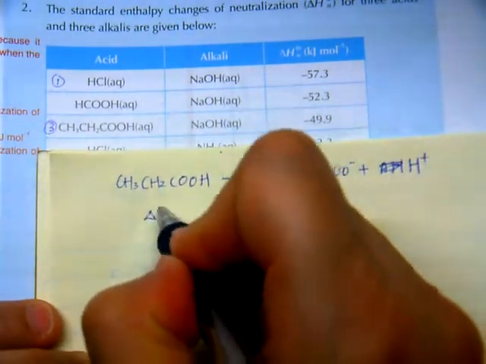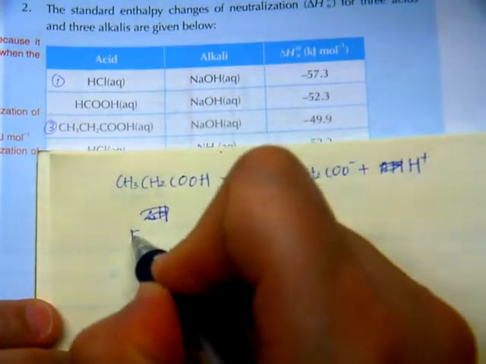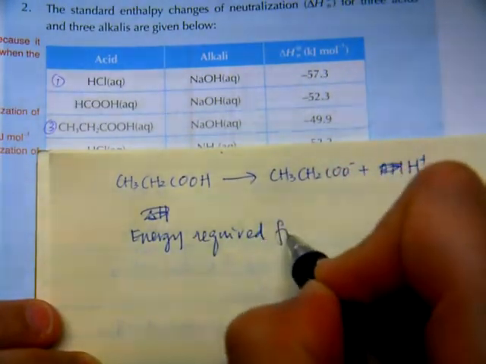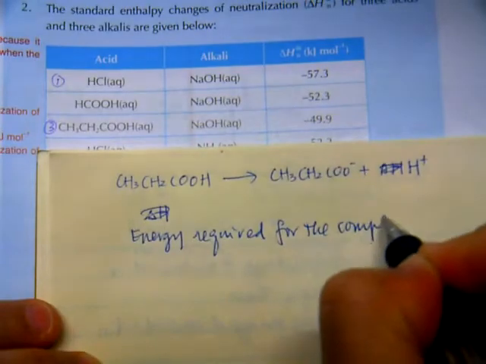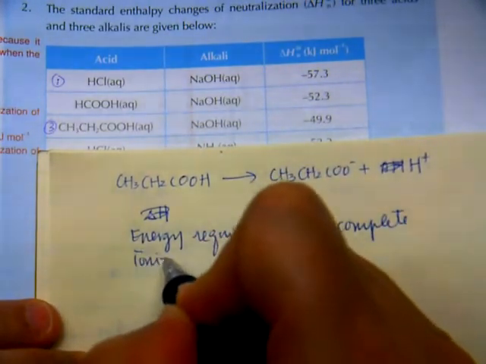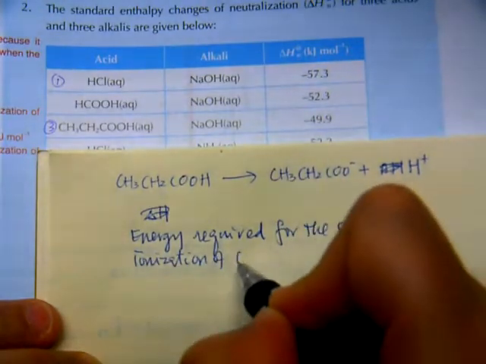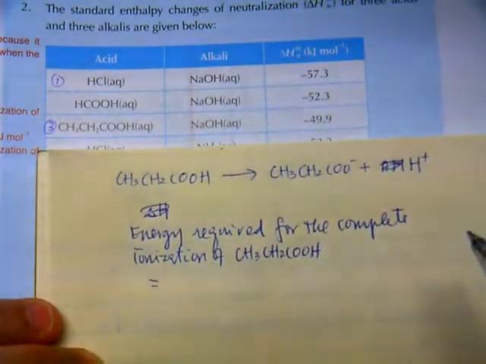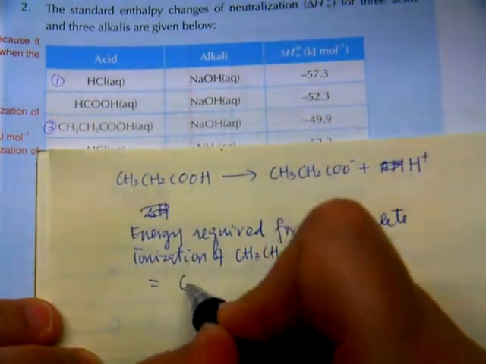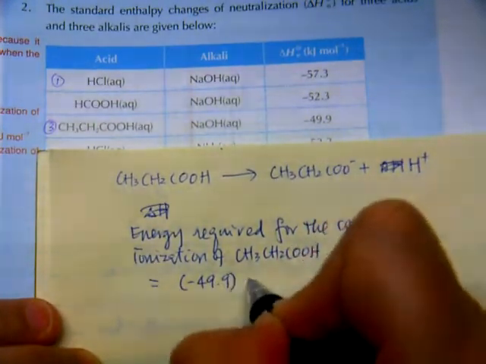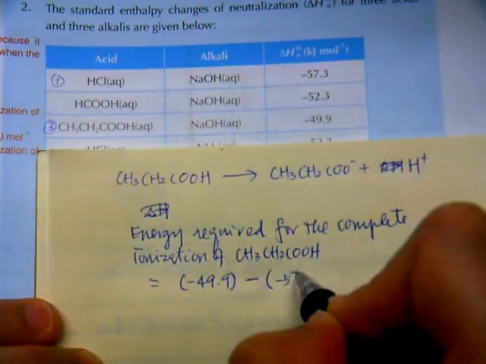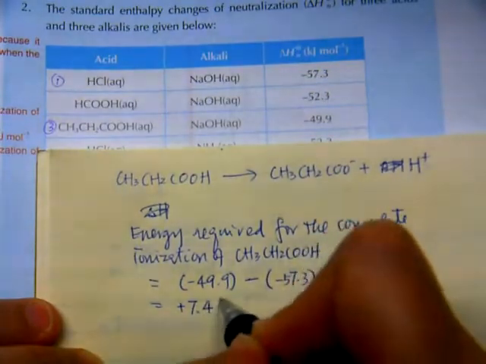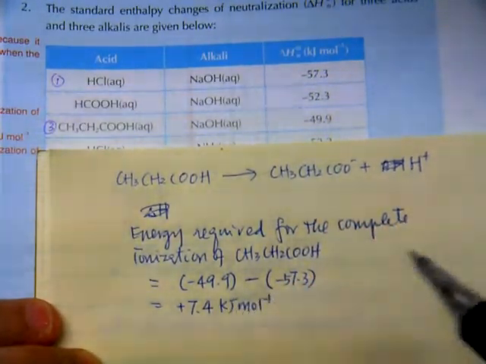How? The delta H, or the energy required for the complete ionization of this acid. Now bear in mind, it must have a positive sign. It is equal to 49.9 minus 57.3, which is plus 7.4 kilojoule per mole.